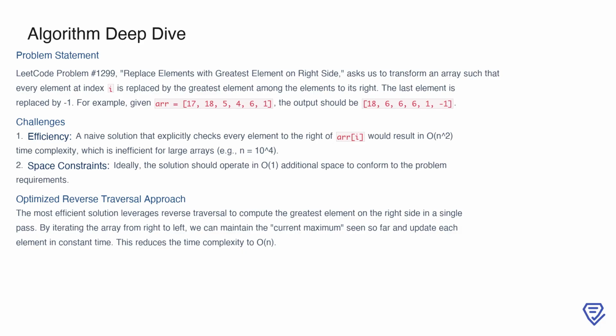A straightforward approach, where we check every element to the right for each position, would take O(n²) time, which becomes unmanageable for large arrays. Additionally, we want to achieve this transformation using O(1) extra space, modifying the array directly. The optimized solution leverages a reverse traversal of the array. By iterating from the last element to the first, we can maintain the greatest value seen so far and update each element in constant time. This approach drastically improves the time complexity to O(n).